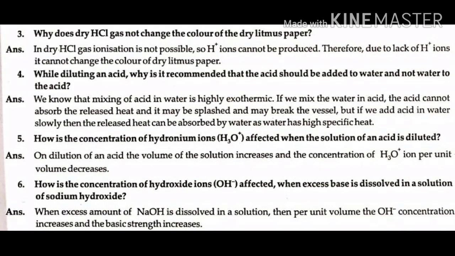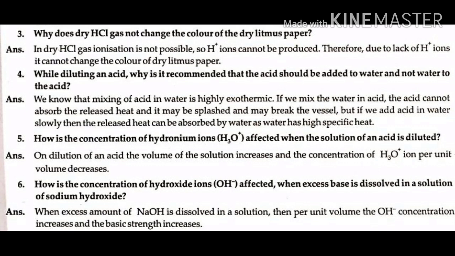Question number 3. Why does dry HCl gas not change the color of dry litmus paper? Answer. In dry HCl gas, ionization is not possible, so H+ ions cannot be produced. Therefore, due to lack of H+ ions, it cannot change the color of dry litmus paper.